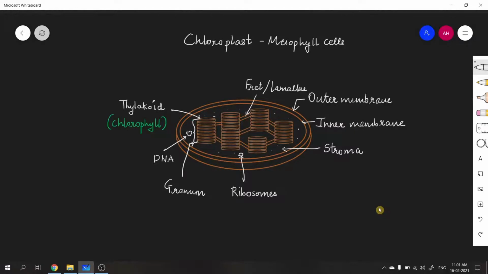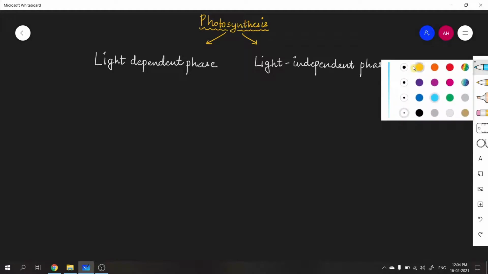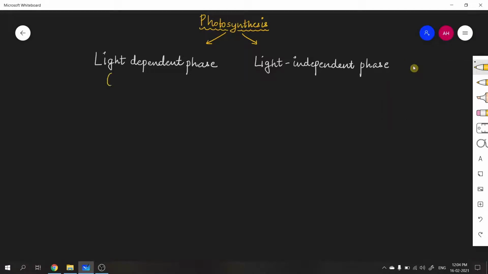Now we will go into details of exactly how the process of photosynthesis takes place and what the light and the dark phases are. The process of photosynthesis occurs in two phases. The first phase is the light dependent phase and the other one is the light independent phase. The light dependent phase is also called the photochemical phase, and the light independent phase is also called the biosynthetic or dark phase.